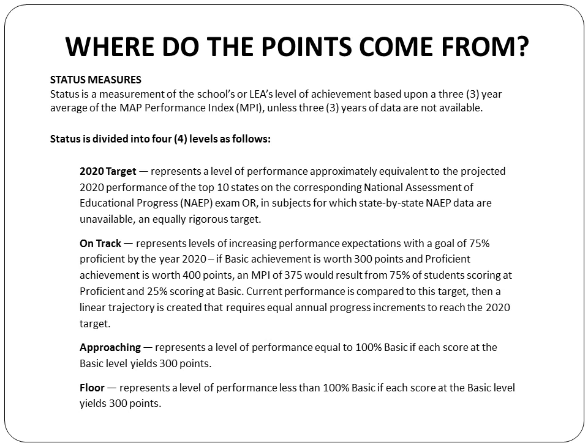So how and where do we get all these different numbers? We're going to focus on 2. The first one is a status measure. Status is a measurement of the school or the district's level of achievement based upon a 3-year average of what's called a MAP Performance Index, or MPI. We're going to look at what an MPI is later. There's 4 levels of status. The top level is 2020 target. It's where DESE wants us to be. Then there's on track, approaching, and floor.